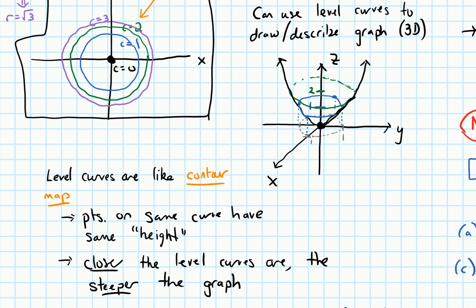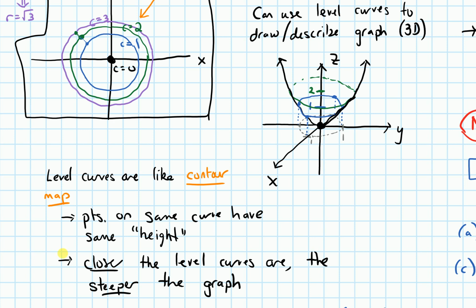For example, if I'm on the level curve where c equals 2, and I'm trying to travel a little bit to get to the level curve where c equals 3, I travel a much shorter distance to rise up by 1 unit to get from a height of 2 to a height of 3 than I would if I travel down to get to the blue curve and to get down to a height of 1. I would have to travel a much longer distance. So it's going to be steeper going from the height of 2 to the height of 3 than it would be going from the height of 2 to the height of 1. And that's happening with this parabolic shape. As it's curving upwards like this, it's getting steeper and steeper and steeper the higher up we go.